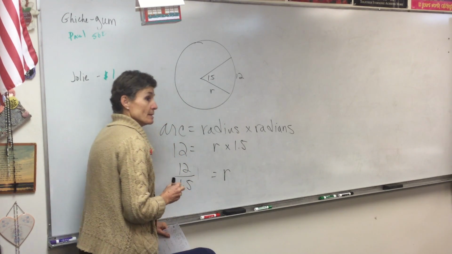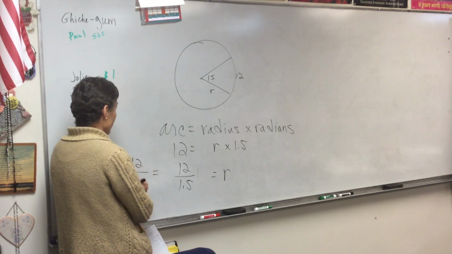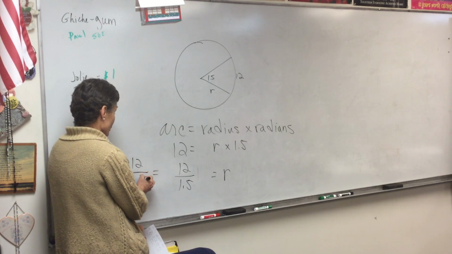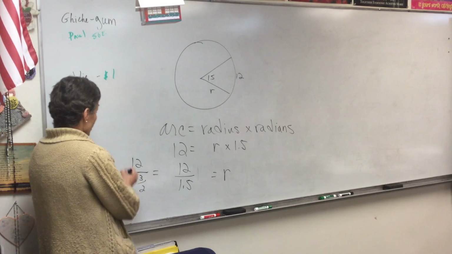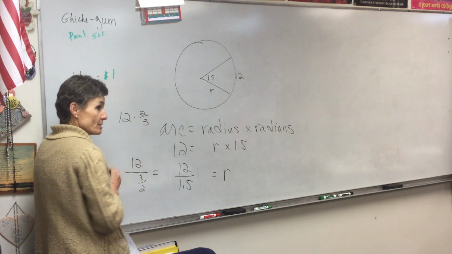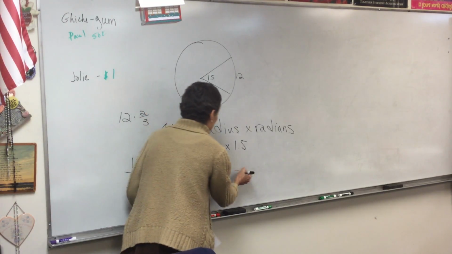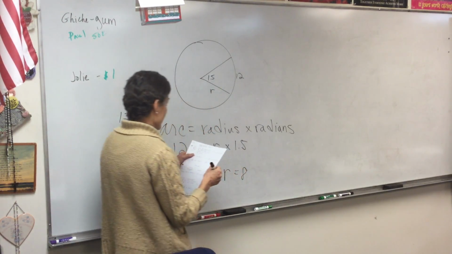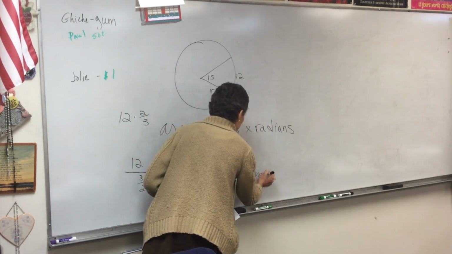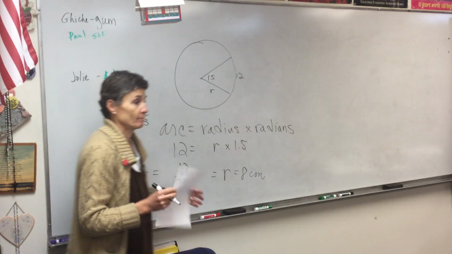Right. Now, we don't have a calculator for this, so you might want to think of that as 12 divided by 3/2, which is 12 times 2/3, which would be 8. So the radius is 8 centimeters. The unit on the radius will match the unit on the arc length.